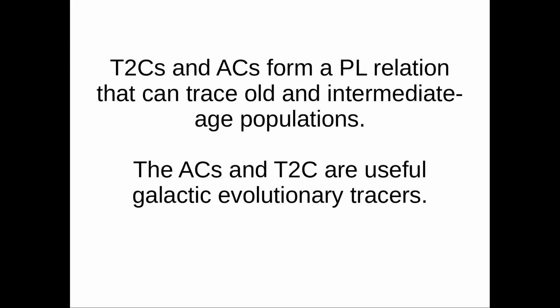And also, these two stars, the type 2 Cepheids and anomalous Cepheids, because they form a period luminosity relation, it also means that they can trace old and intermediate age populations. So other things can be done with them to follow how galaxies have evolved. And that means that they are useful galactic evolutionary tracers.